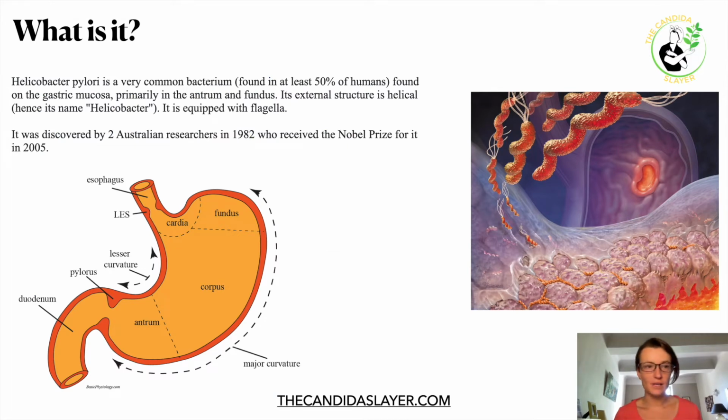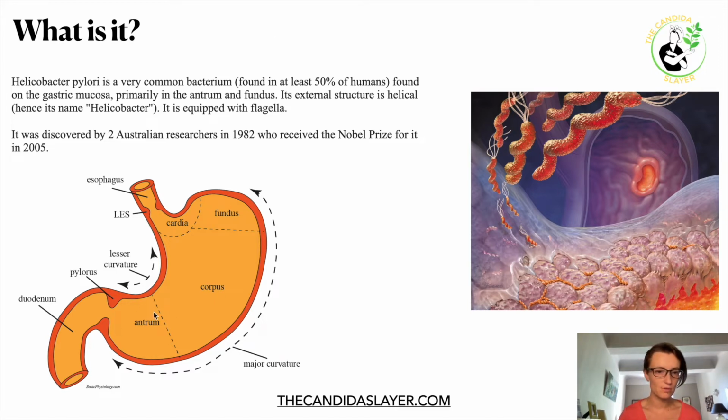So H. pylori, not sure how you are supposed to pronounce that. What is it? It's a very common bacterium that is found in at least 50% of humans, but according to some sources, it's all the populations on Earth that have H. pylori in the stomach. It's found on the gastric mucosa, primarily in the antrum and the fundus.